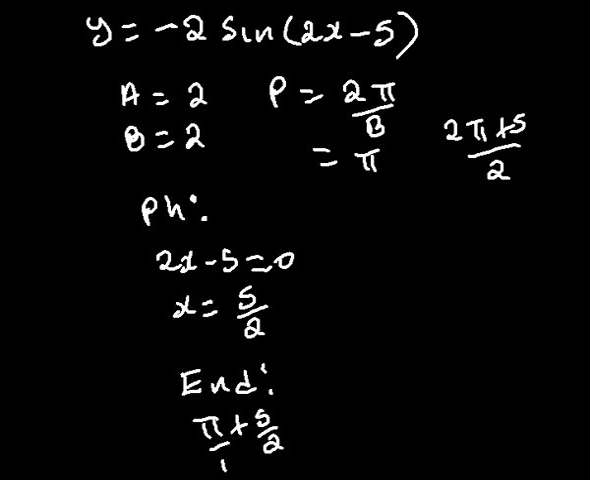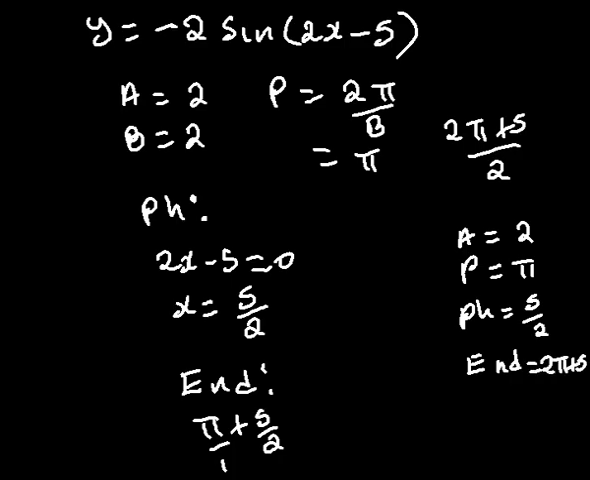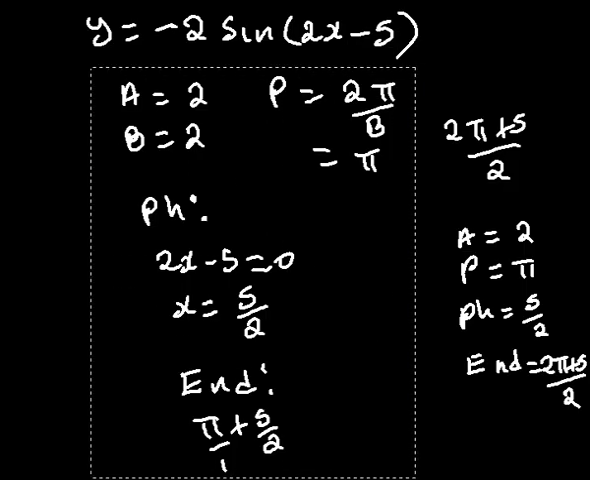So here are the parameters that we have. We have the amplitude given as 2, and the period given as pi. We have the phase shift given as 5 over 2, and we have the end point of the graph, which is given as 2 pi plus 5, divided by 2. So now we can sketch the graph.